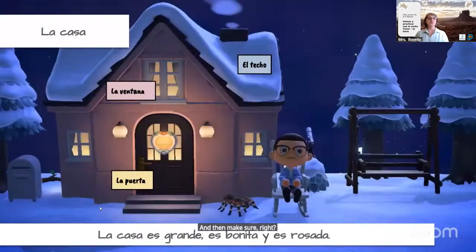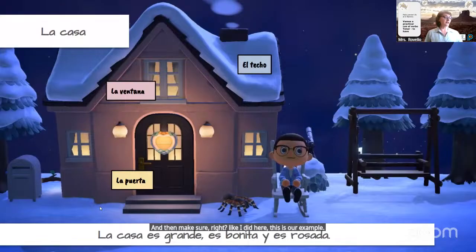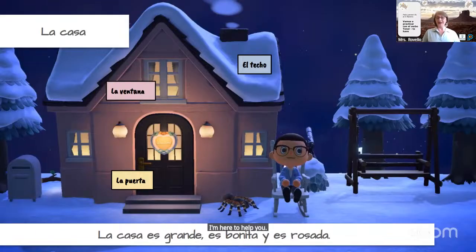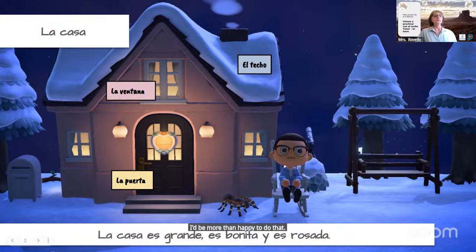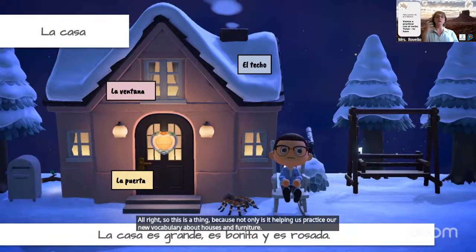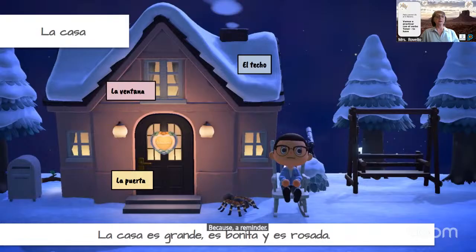So make sure that you're following these instructions carefully, like I did here, this is our example, and make sure that before you turn it in, you've checked it all. I'm here to help you. I can help you find the vocabulary in Canvas if you can't find it. I'd be more than happy to do that. Okay. All right. This is a thing, because not only is it helping us practice our new vocabulary about houses and furniture, but it's sort of trying to put everything together, right? Because a reminder, on my sentence that you see here, casa is feminine and singular.